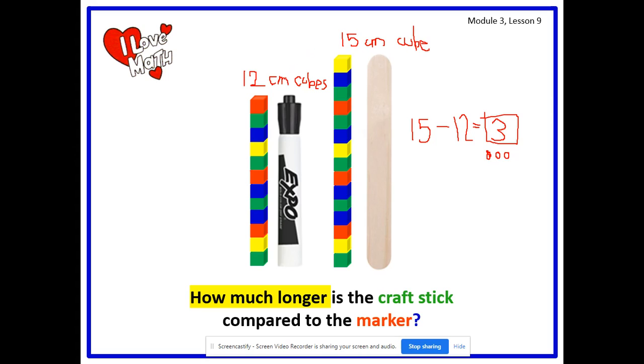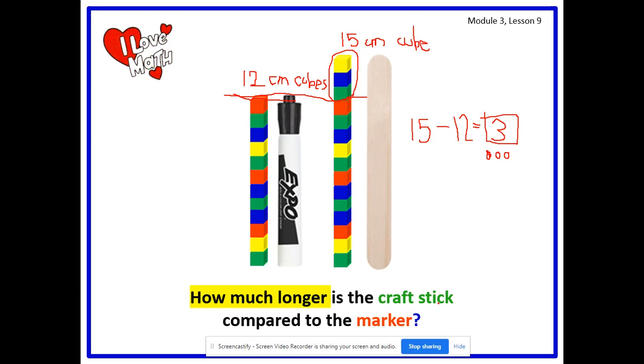But now we can also check, since we have our picture. We can draw a line right here where the marker ends. Sorry, my line's a bit crooked. Right here. And we can see how many more centimeter cubes the craft stick was longer. Get ready. Yes, it was 3 centimeter cubes longer, just like the answer we got when we used subtraction.